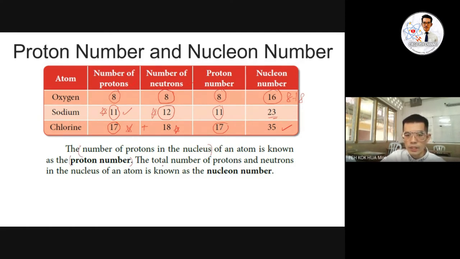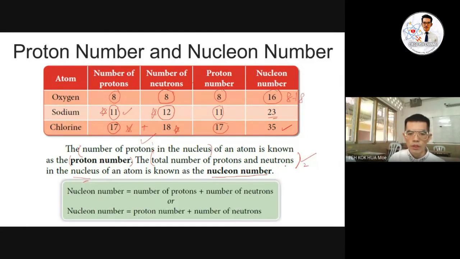Okay, so the number of protons in the nucleus is known as the proton number. And the total number of protons and neutrons in the nucleus, we know as the neutron number. These two statements you have to understand. Here we have the formula. The neutron number can be the number of protons plus the number of neutrons, or you can straight away use the proton number plus the number of neutrons.